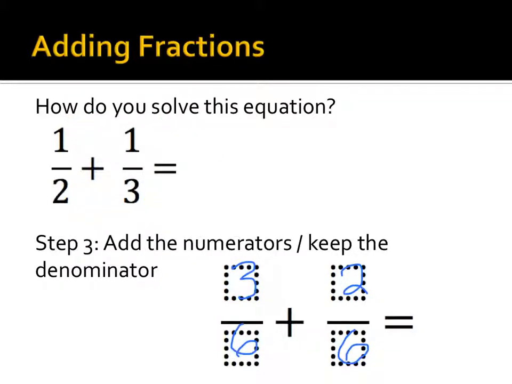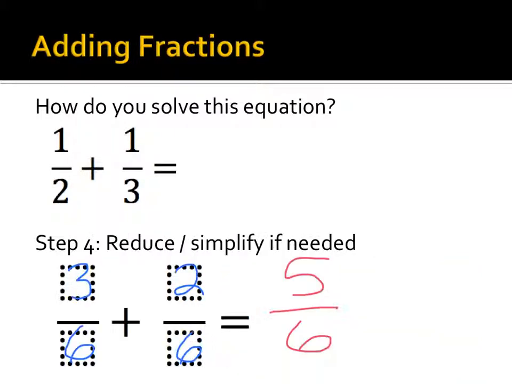For step 3, all we're going to do is add the numerators together and keep the denominators. Let's go ahead and answer this equation. We keep the denominator the same, which is 6. All we're going to do now is add the numerators: 3 plus 2 gives us 5. Now we are finished with step number 3.